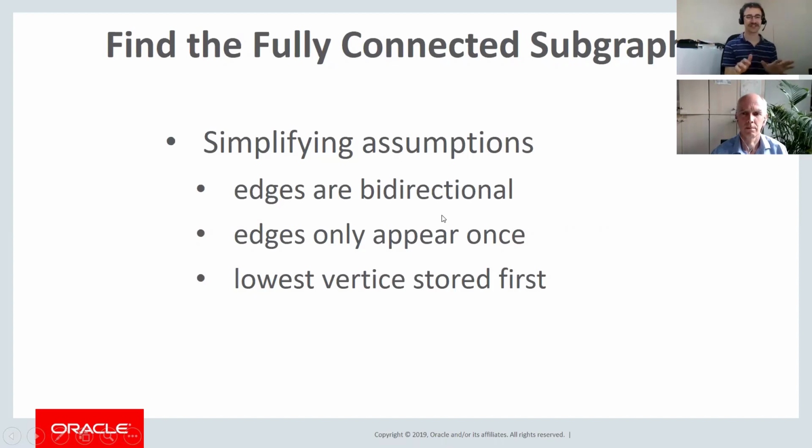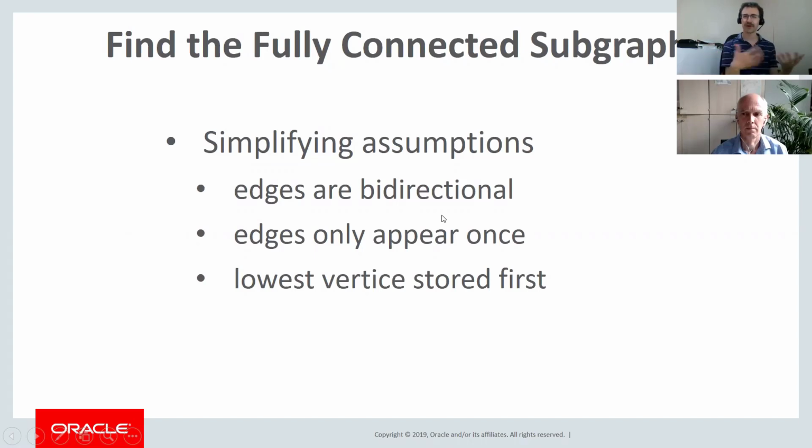This makes solving this a lot easier, because if they are directional, we say A is connected to B, but we also have to have a link back from B to A to say it's fully connected. We've got to essentially double up the work that we're doing. So making sure that they are bidirectional makes this a lot easier.